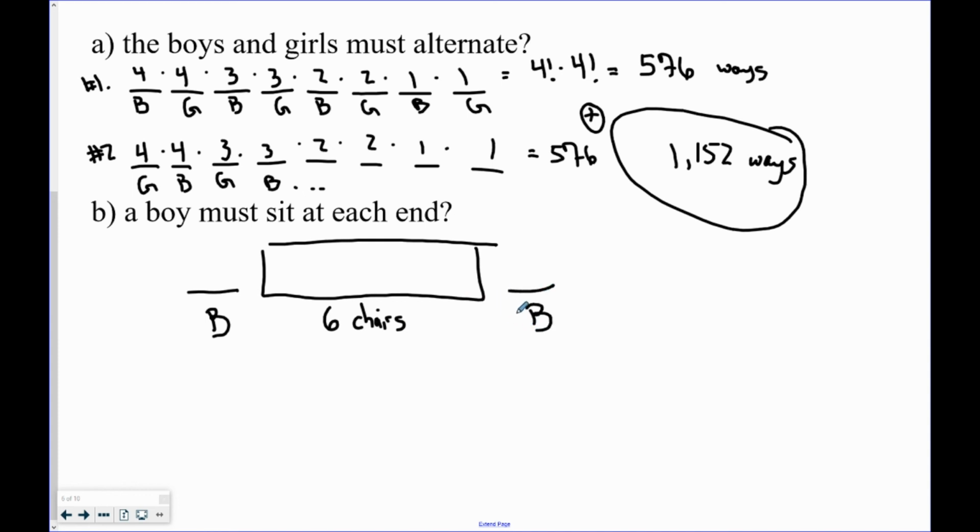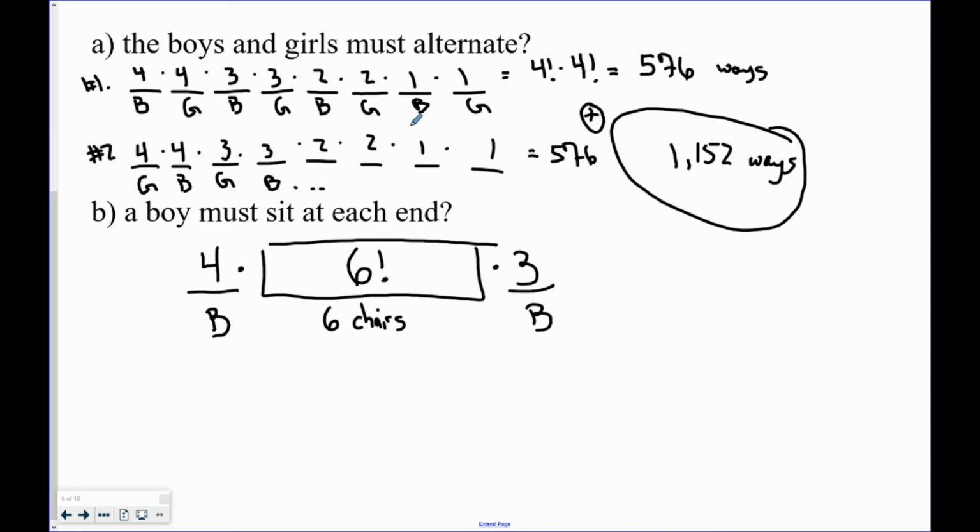You got a boy here. So let's see. If a boy's going to sit at each end, when you choose this boy, there's going to be 4 options. And when you choose this boy, there's going to be 3 options. Now, there's 6 more chairs in here, so there's 6 more people. So basically this is 6 factorial. Just imagine.